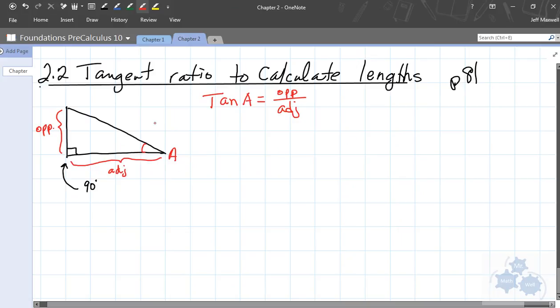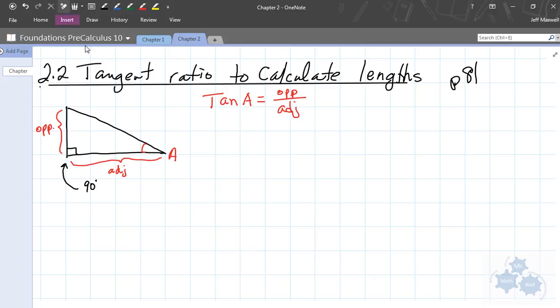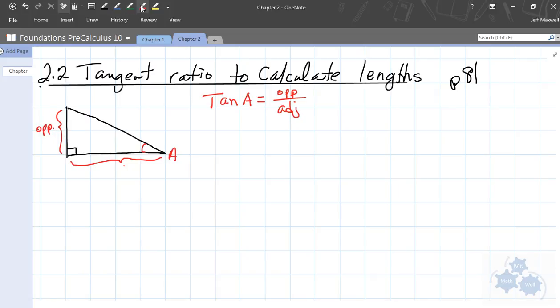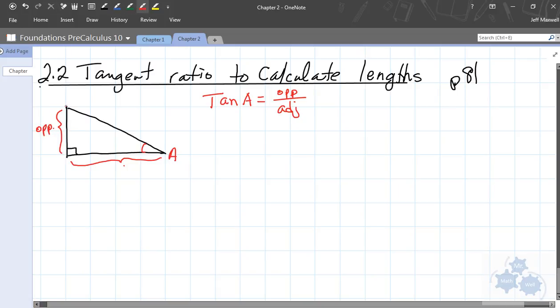So let's use this diagram, and let's say I'm trying to find the height of this. Let's say this is a building. So there's my building, with my little office windows and my little door. That's the height of a building.